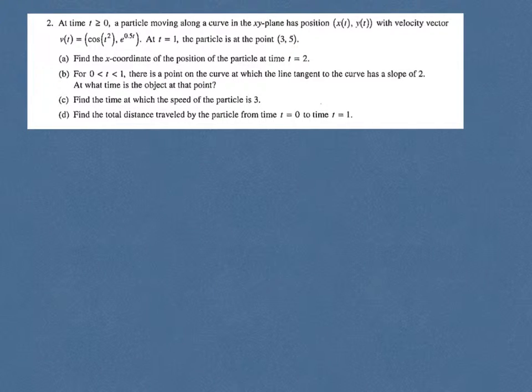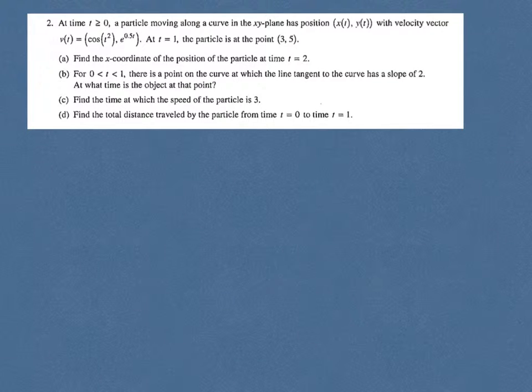Because when I'm going through and working with this, any integral of these functions is going to result in a displacement. You've got to use where you're initially starting. So the first question: find the x-coordinate of the position of the particle at t equals 2.